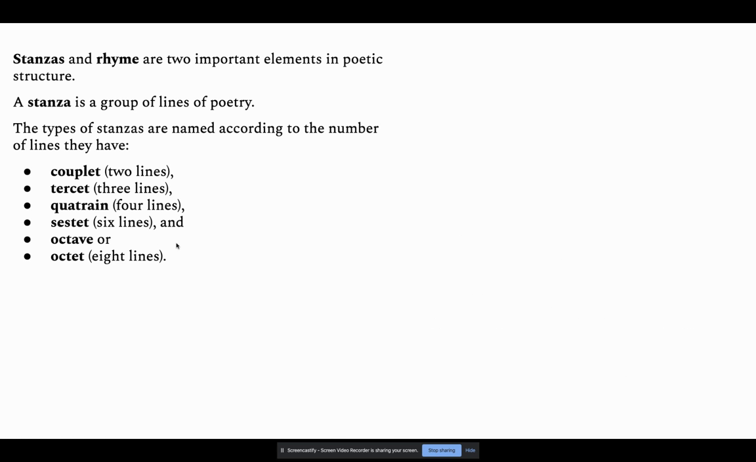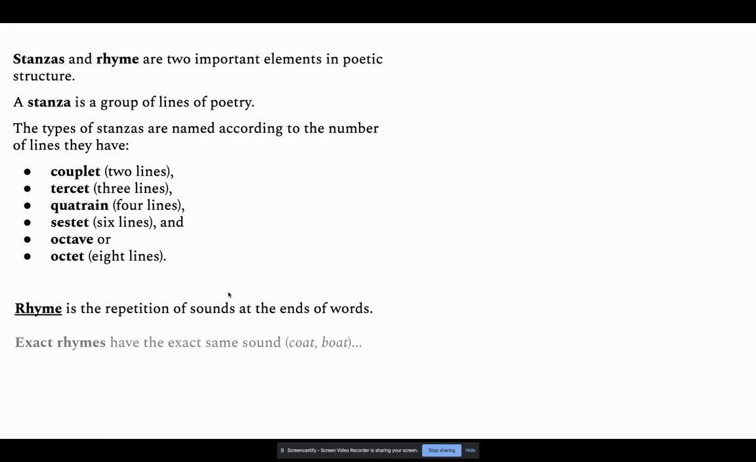All right. Let's talk about rhyme quickly. A rhyme you should be very familiar with. You've been dealing with rhyme since the first Dr. Seuss book, I'm sure, that was read to you by a parent or a grandparent or an uncle or whatever. So, rhyme is just simply a repetition of sounds at the end of words.